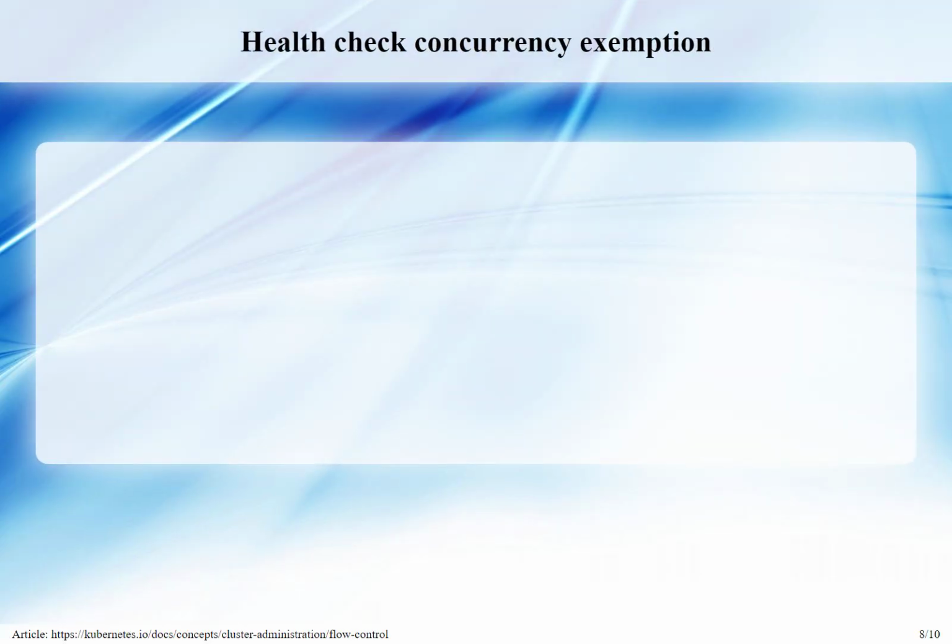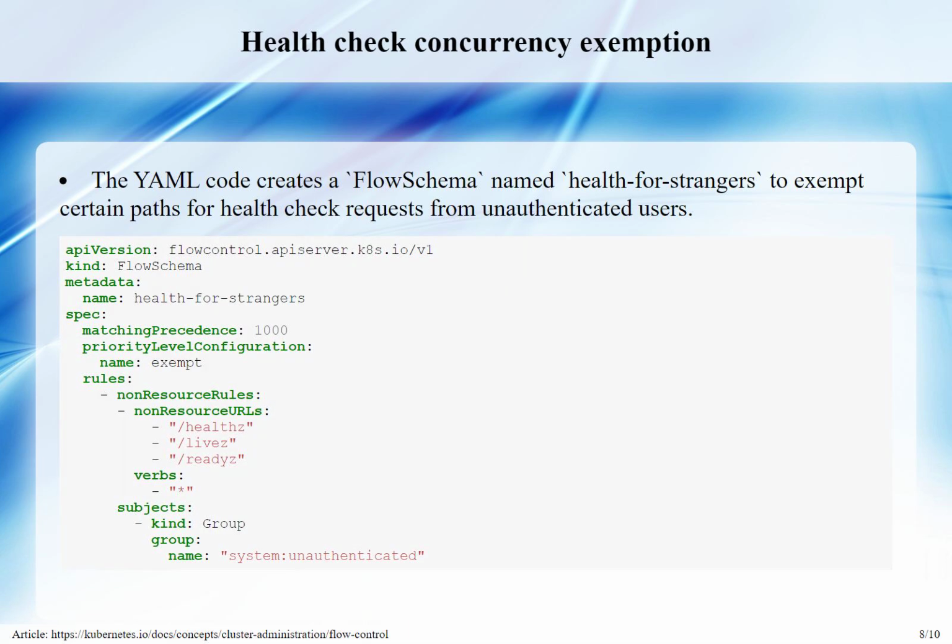Health check concurrency exemption. The YAML code provided defines a flow schema named health-for-strangers with a matching precedence of 1000 and a rule that exempts requests to /healthz, /livez, and /readyz paths with any verb from the system:unauthenticated group, assigning them to the exempt priority level with the purpose of allowing unrestricted access for health check requests from unauthenticated users.